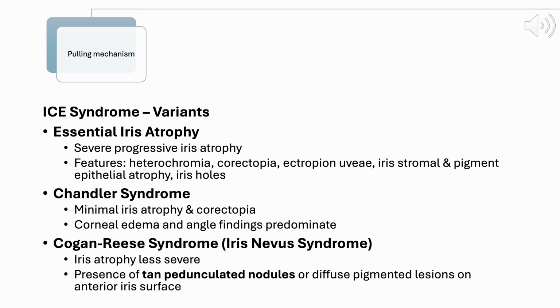Chandler syndrome is different. Here, iris atrophy is minimal, but corneal changes dominate. The hallmark is corneal edema, which you can remember as a chalky cornea in Chandler. That CH link helps recall that Chandler is all about the cornea. Cogan-Reese syndrome, also known as iris-nevus syndrome, has less severe atrophy, but it's defined by pigmented nodules or diffuse lesions on the iris surface. You can remember this as Cogan collects color, colored nodules or freckles on the iris.